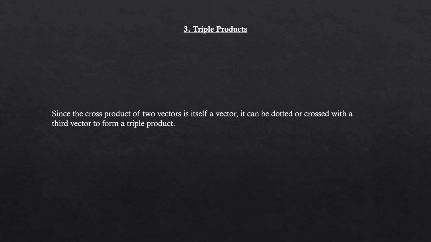So the next one we have is the triple products. So what is a triple product? Now we have seen that vector A cross vector B was a vector. So we are going to apply the third vector on this one in the form of the cross product and dot product. Those two are the sub parts of the triple products.